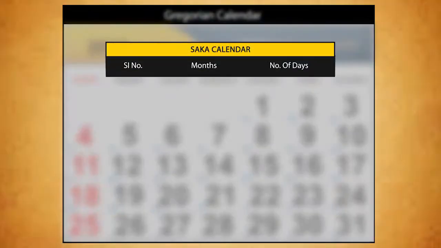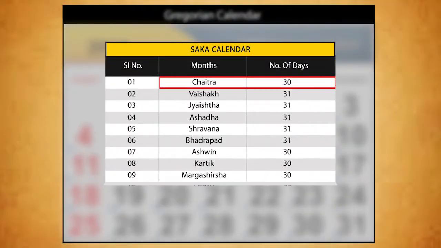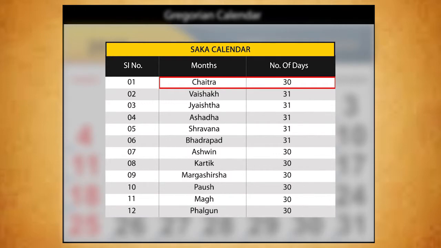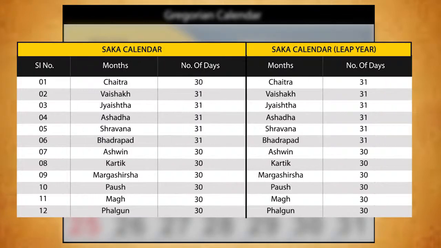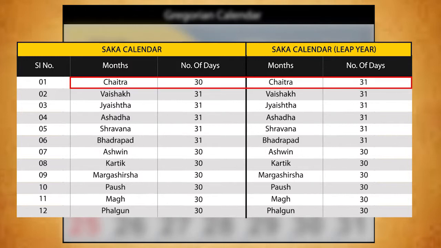What happens for a leap year, Dad? In a leap year, we have 366 days. The extra day is added to the month of Chaitra in the Saka calendar. So, on a leap year, the Chaitra month has 31 days. There is an interesting way of finding out whether a Saka year is a leap year or not.